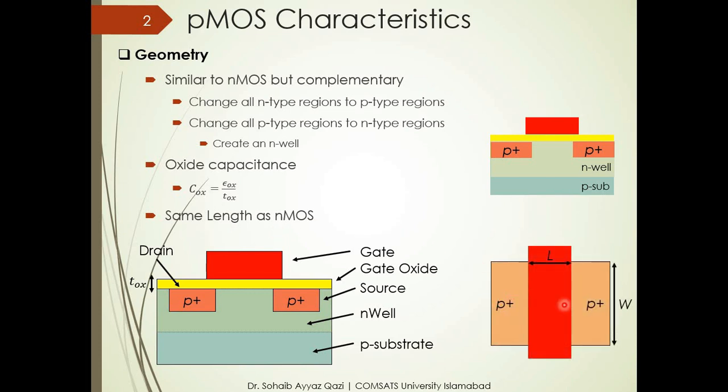If you observe a top view here of our pMOS, then you would say we have a width that is equal to W, and then we have a length that is equal to L. And similarly, this W, basically the width is the width of this channel, and L represents the length of our channel. So we have same quantities like length and width as compared to our nMOS.